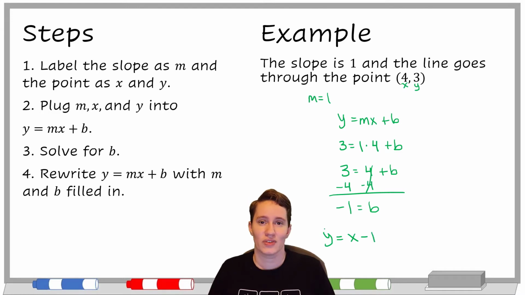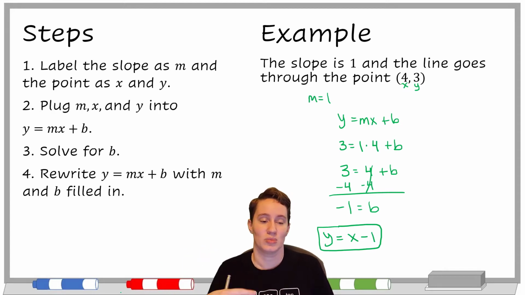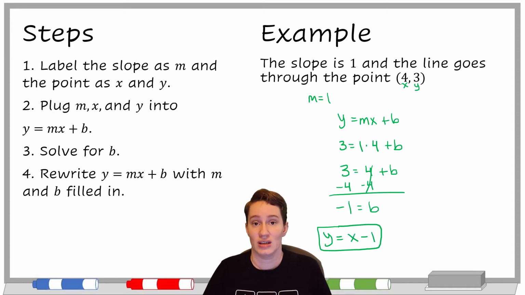If you put the 1 in front of the x and leave it, that's fine. But the slightly better, technically, answer is just to have x minus 1. y equals x minus 1. So that's the process. Label what you need to label, m, x, and y. Plug those in is step 2. Solve for b, that's step 3. And then step 4 is basically write your answer with m and b filled in.